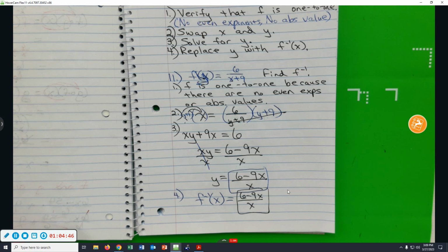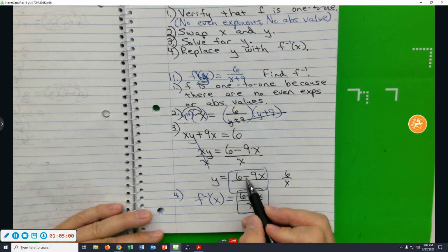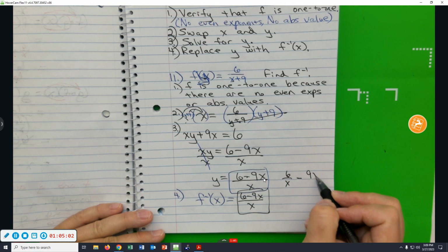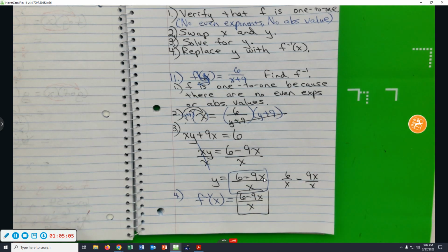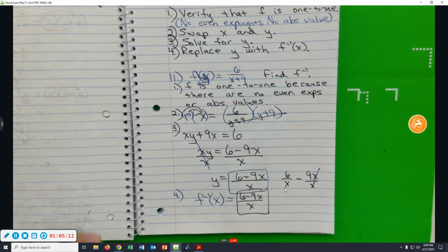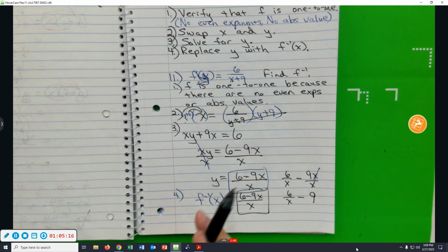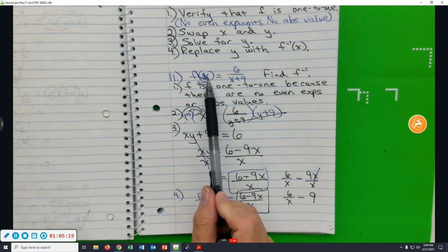Okay. Well, that doesn't look like the step that they had on number 10. Sure it is. We can say, okay, split up over the minus. We have a 6 over x minus 9x over x. And that's what you do if you want to cancel something. If you want to cancel there, you then have 6 over x minus 9.